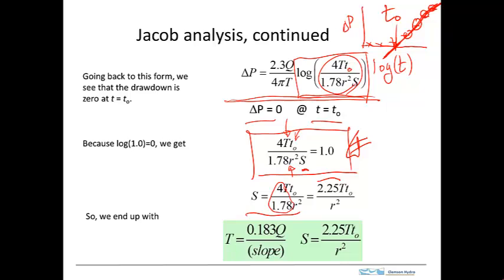So that gives us now two equations for T and S, and that's shown here in the green box. So the strategy is take the data, plot it up, fit a straight line to the late time data that's creating a semi-log straight line. The slope of that we use in the first equation to get transmissivity, and then the t sub 0, the intercept, the place where the line that we've drawn intersects the drawdown of 0, that's used to calculate the storativity.